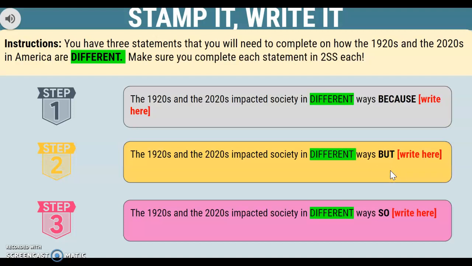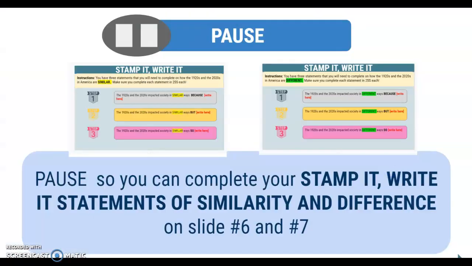You also have a space to do contrasting differences between the 2. Again, make sure that you use 2 scholarly sentences for each. Go ahead and pause the video here so you can complete your stamp it, write it statements of similarity and differences on slides 6 and 7.